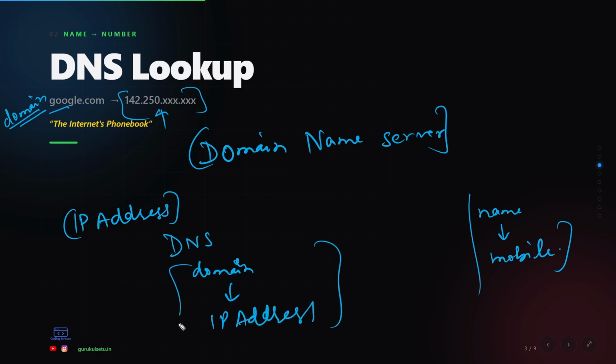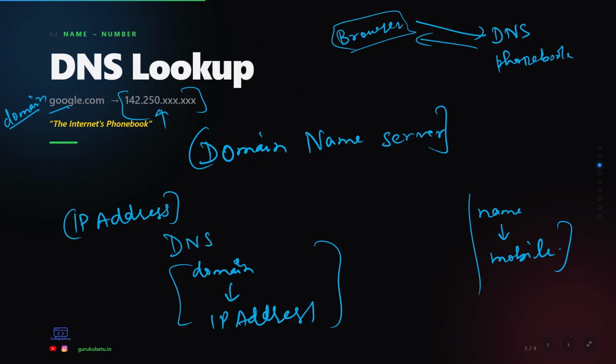So the first thing that happens whenever you hit google.com in the browser is that the browser sends a request to DNS, and the DNS looks it up in the phone book, finds the IP address of Google, and returns it to the browser.